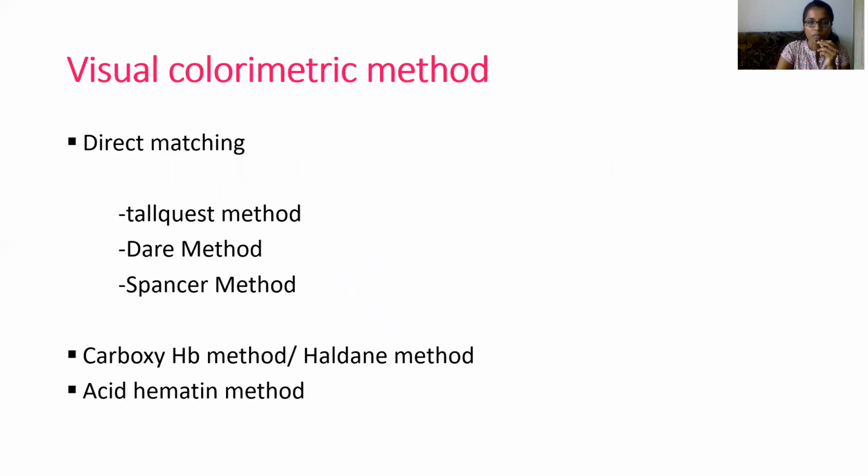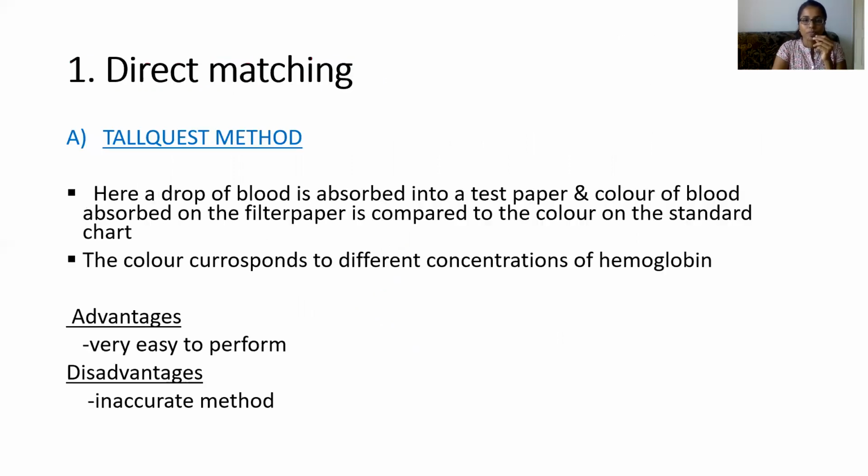Okay. So for the visual colorimetric method, the techniques include direct color matching, carboxyhemoglobin method, and acid hematin method. Of these, let's discuss the direct matching technique. The first one is the Tallqvist method. Here a drop of blood is absorbed onto a test paper and the color of the blood absorbed on the filter paper is compared to the color on a standard chart. The color corresponds to different concentrations of hemoglobin.